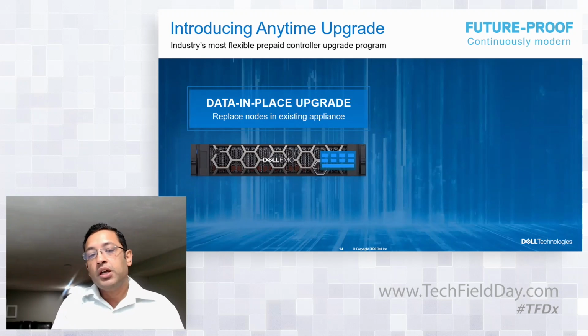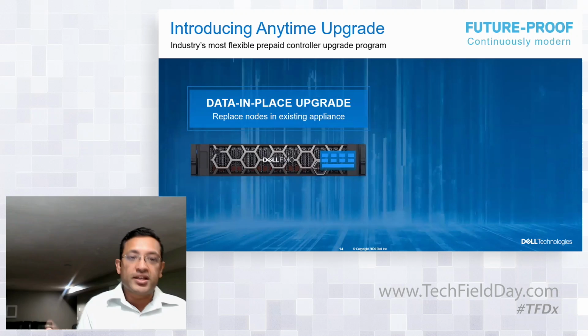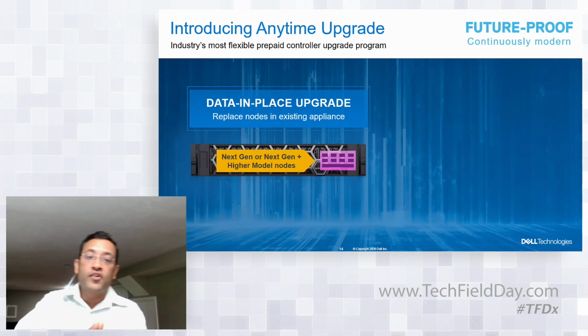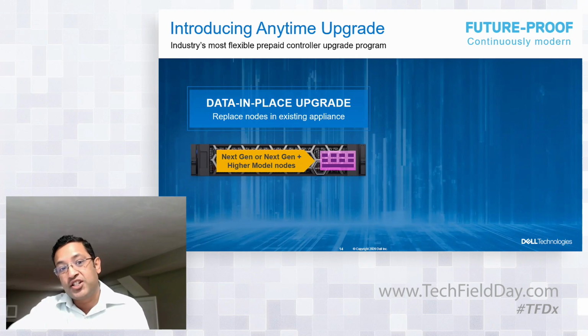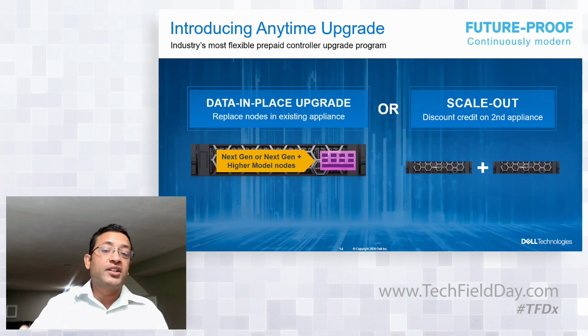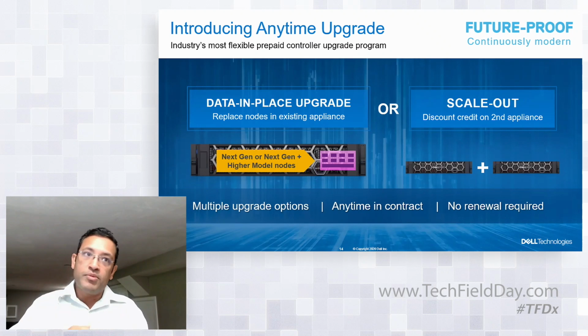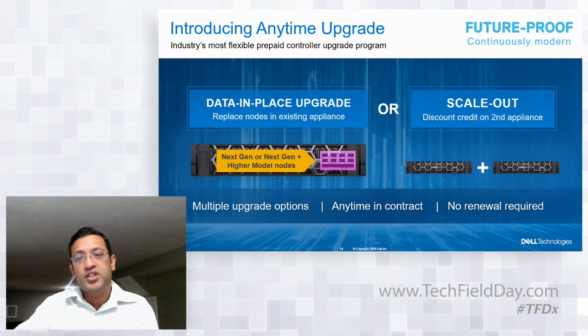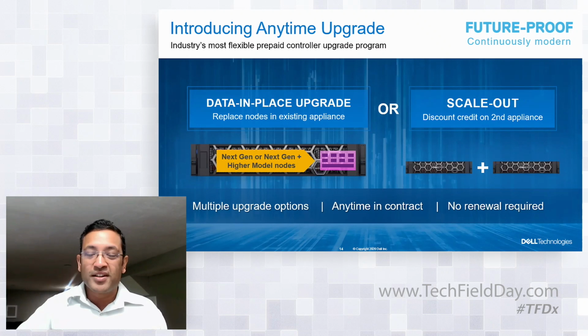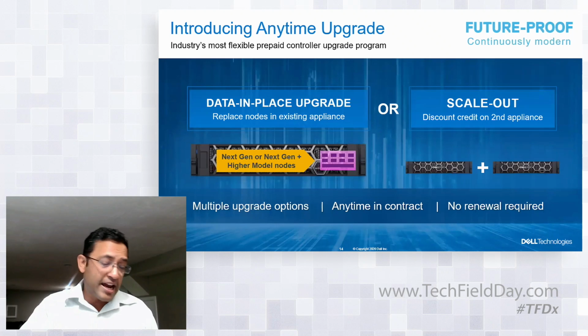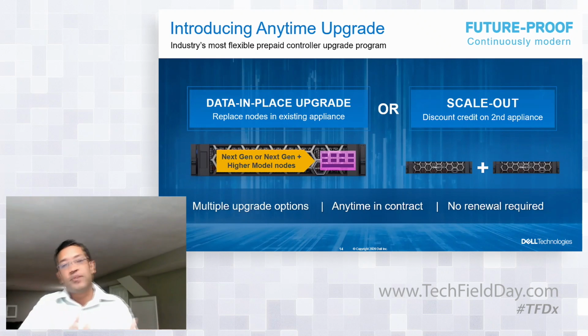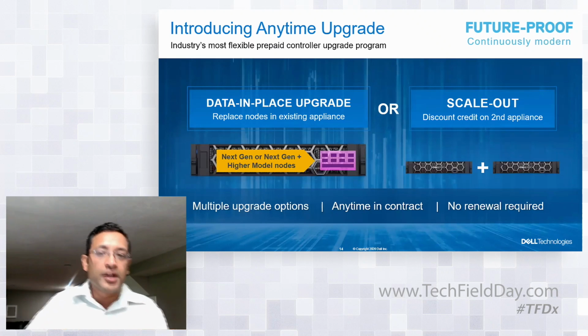Okay, anytime upgrade. Essentially, as I said, it's a subscription to innovation. We allow customers to enroll in the program and upgrade to the next-gen platform when we come out with it. It's a data-in-place upgrade where you replace the nodes in the existing appliance. Customers are subscribed to be able to go to the next gen or next gen plus higher models when we come out with that. Or, leveraging the scale-out architecture, get a discount on the second appliance based on what the first appliance was. So anytime upgrade allows customers to be confident that if and when we come out with a newer hardware generation, they are covered. The upgrade to the next hardware generation is covered. We are not forcing them to wait three years, subscribe to another maintenance cycle, and only then upgrade. It can be done anytime in the contract with absolutely no renewal required. So there's a lot of flexibility. We are leveraging the architectural benefits of PowerStore to provide that upgrade capability and flexibility to our customers.